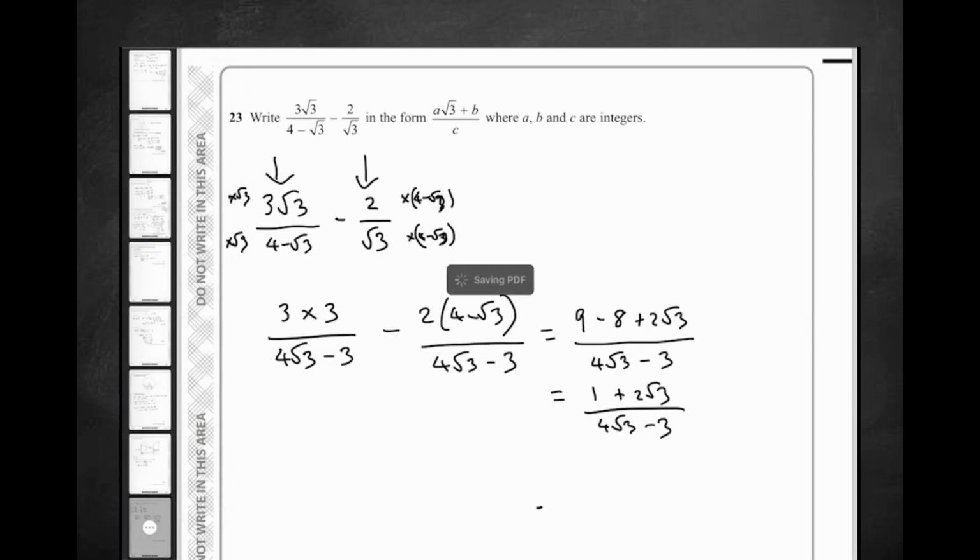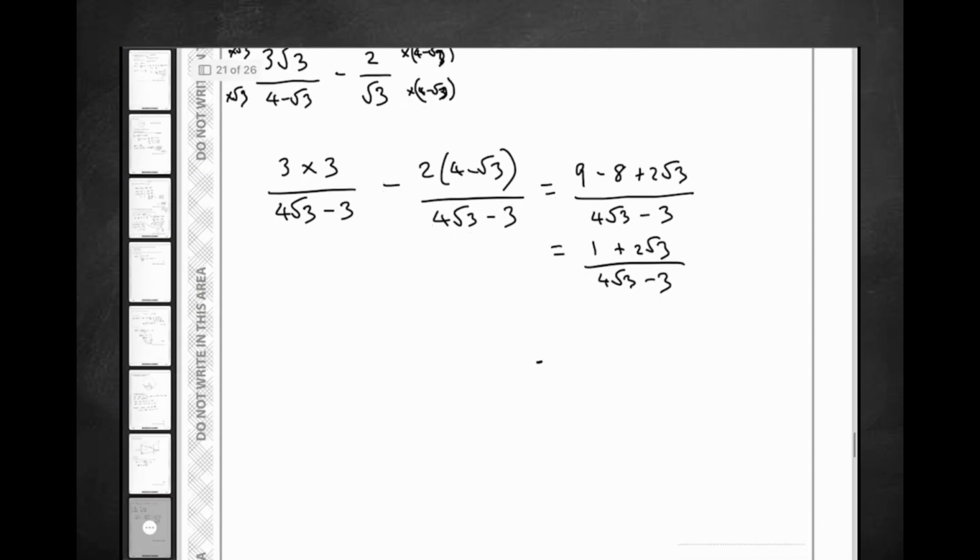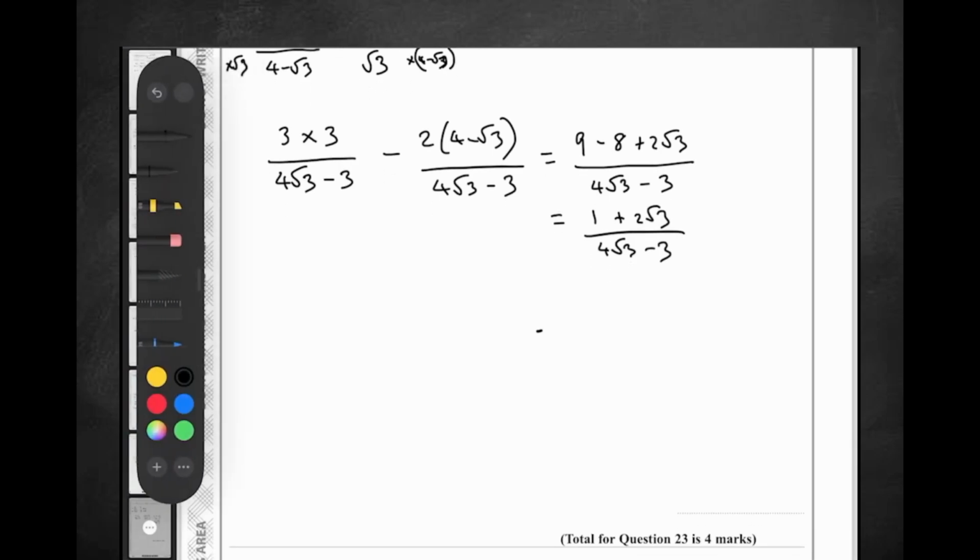And to get rid of this root 3 problem on the bottom, we basically need to multiply the bottom by 4 root 3 plus 3, as we have 4 root 3 minus 3. So let's times the top and the bottom by 4 root 3 plus 3. I'm actually just going to write this out one more time on the top so we can focus on the bottom just now.